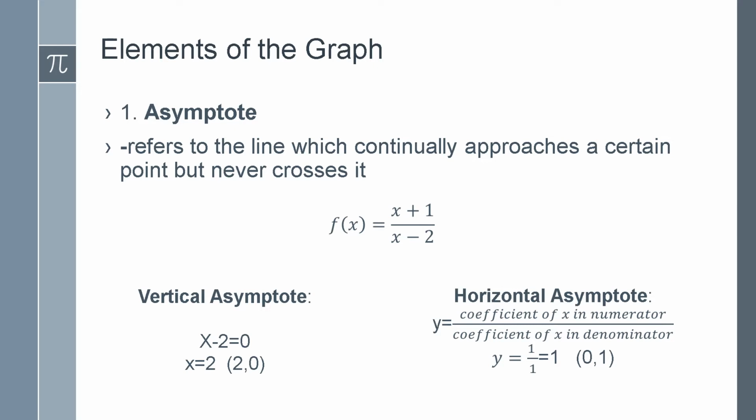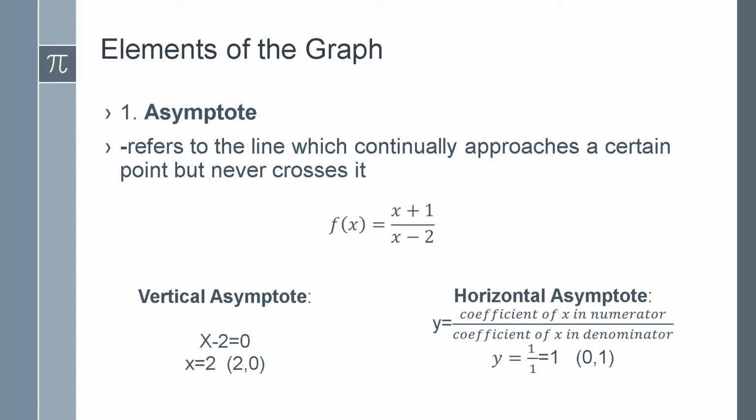Sa pagkuha ng vertical asymptote, we will consider the denominator of the function. For example, ang function natin na given ay f of x is equals to x plus 1 over x minus 2. So, we will consider the x minus 2. We will get the x value by equating x minus 2 to 0. Bale, itatranspose mo lang yung 2 sa kabila, then change the sign. So, x is equal to 2. Ang katumbas niyang coordinates ay 2 and 0, since ang meron lang value ay yung x.